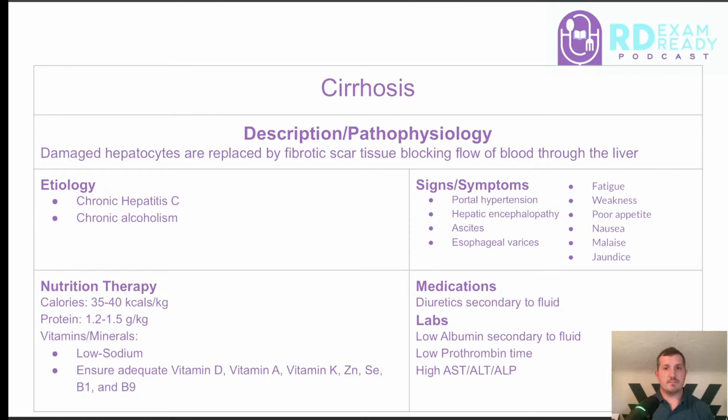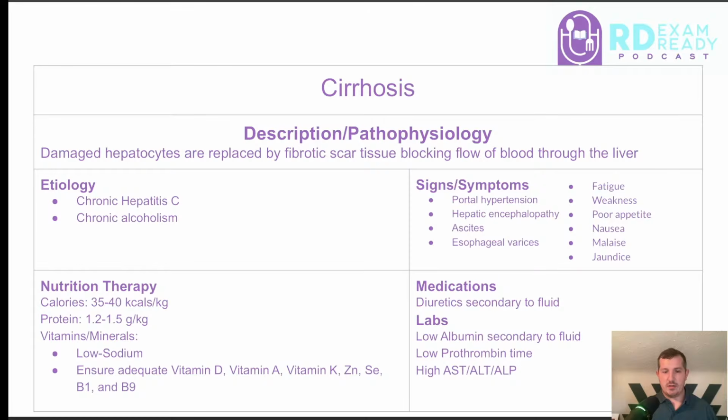Here is cirrhosis. Picked this one as a major player, especially because we know there can be a lot going into the nutrition of this. What cirrhosis is, I would describe it as the end of liver disease. You're going to die. That's what's going to happen. Damaged hepatocytes are replaced by fibrotic scar tissue, blocking flow of blood through the liver. After years and years of having chronic hepatitis C, chronic alcoholism, you've damaged your liver to the point where you are no longer going to be able to use it effectively. So that's going to be one big piece there.